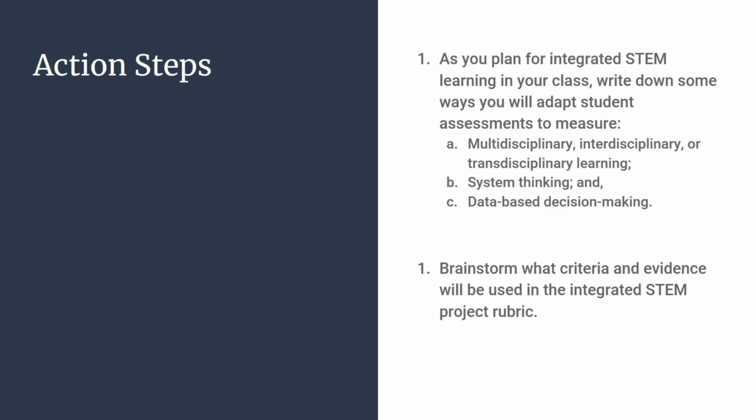And we'd also like you to brainstorm what criteria and evidence will be used in your integrated STEM project rubric. So as you ask students to work on an assignment or a project, what would that rubric start to look like? What criteria would you have, and what evidence would they need to demonstrate to show that they met that criteria?